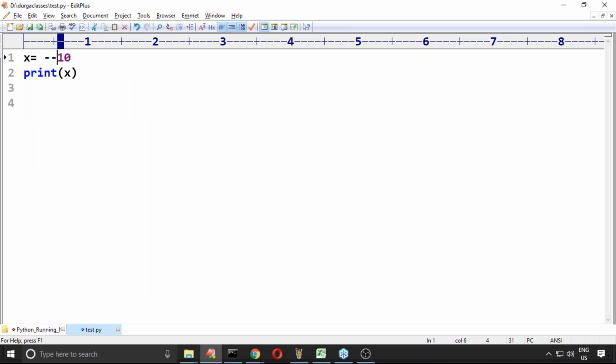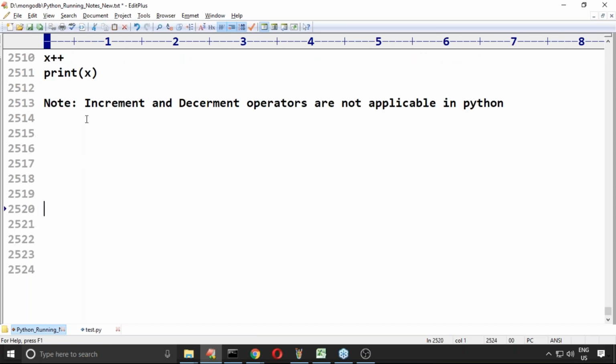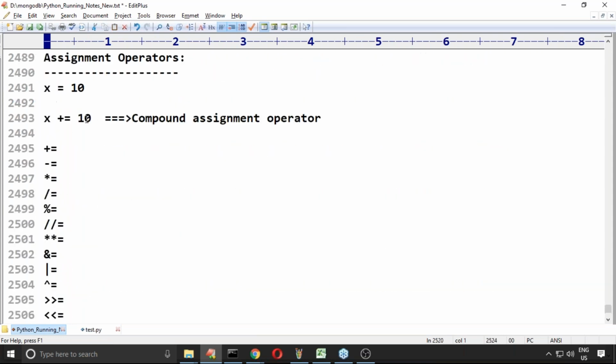Pre and post increment is not there in Python, ignore. First, increment operators are not there, then where is the question of pre-increment and post-increment? Ignore. Clear, right? That's all. So this is about increment and decrement operators.